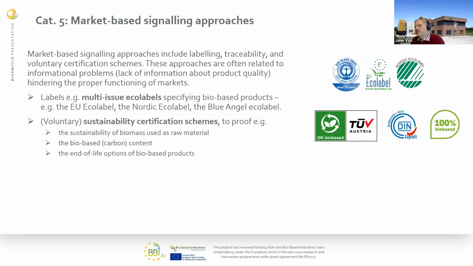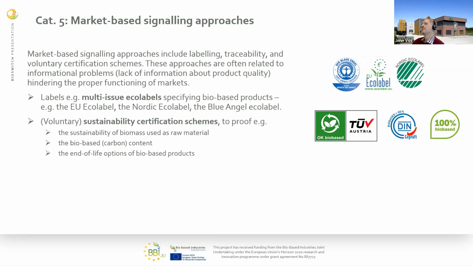And regarding bio-based products, there are various mechanisms in place. For example, some of the categories and applications covered under multi-issue eco-labels, like the European eco-label, the Nordic eco-label, the SWAN, and the Blue Angel eco-label from Germany, to mention just a few examples. And there are also voluntary sustainability certification schemes that prove the sustainability of biomass used as a raw material, the bio-based carbon content, or the end-of-life options of bio-based products.